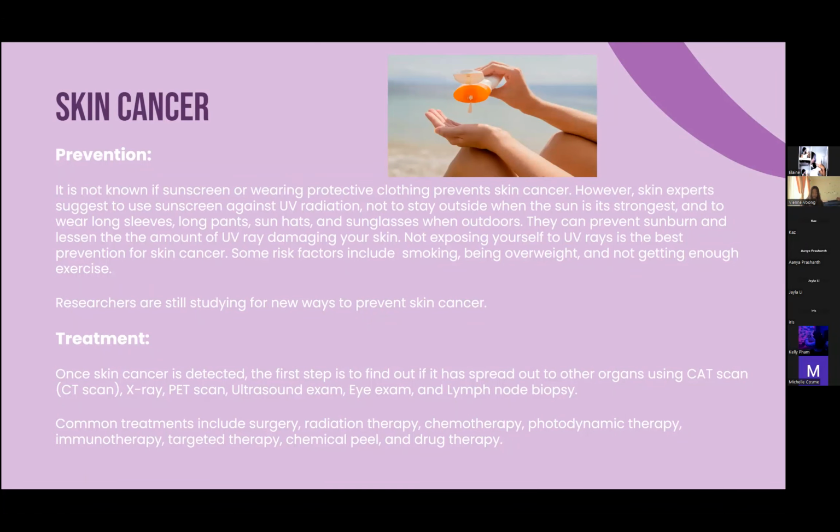Once skin cancer is detected, a CT scan, X-ray, PET scan, ultrasound exam, eye exam, and lymph node biopsy can find out if it has spread to other organs. So the treatments for skin cancer are surgery, radiation therapy, chemotherapy, photodynamic therapy, immunotherapy, targeted therapy, chemical peel, and drug therapy.